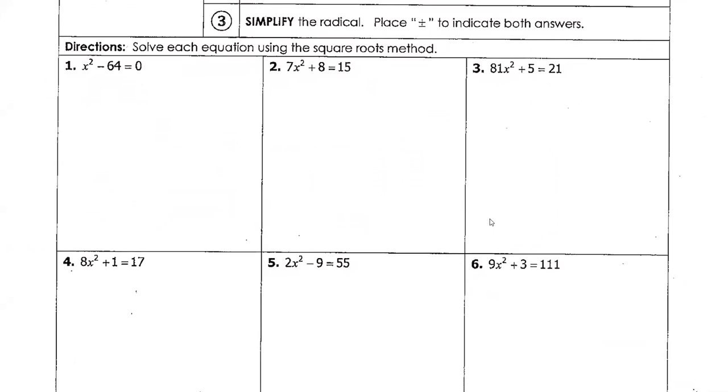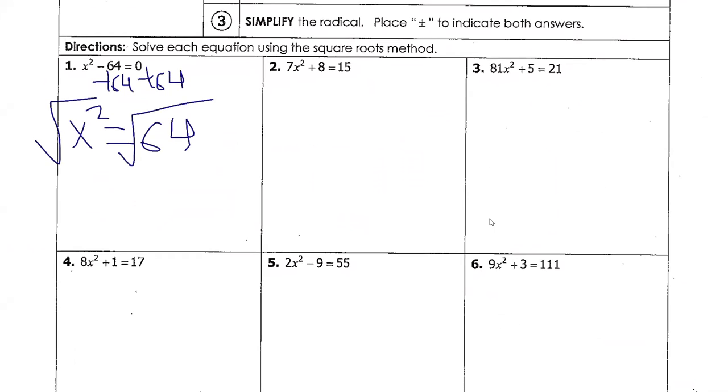So number one, like I said, the first step is you always want to get the x squared by itself. So we would add the 64 to the other side. Once you have your answer in this form, x squared equals a number, then you're going to square root both sides. Some of these will be perfect squares. Some of these will be decimals today. So just make sure when you write your answer, it should always be plus or minus.